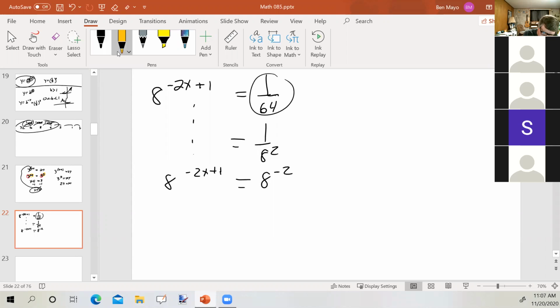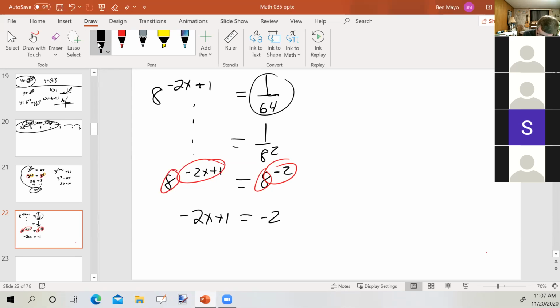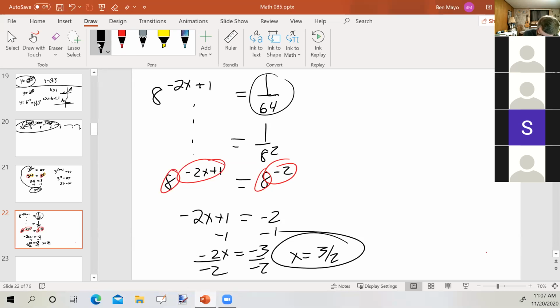Now, because the bases are the same, so are the exponents. So our equation becomes negative 2x plus 1 equals negative 2. Solving for x, subtract 1 from both sides, divide by negative 2, x is 3/2. Any questions on that problem?